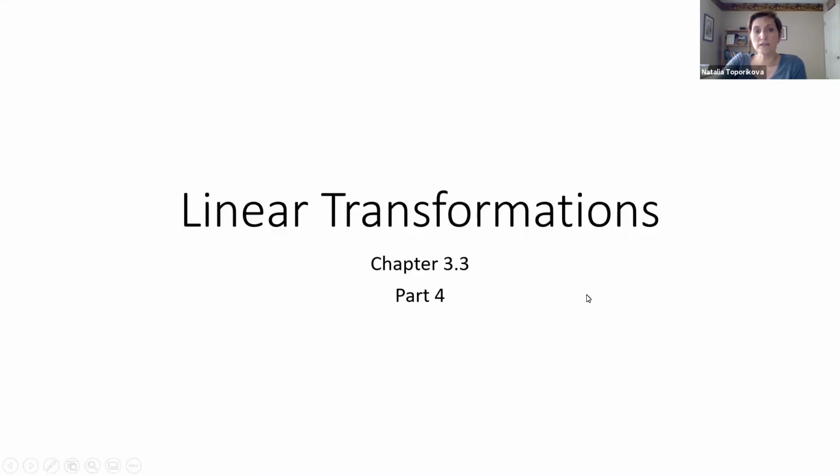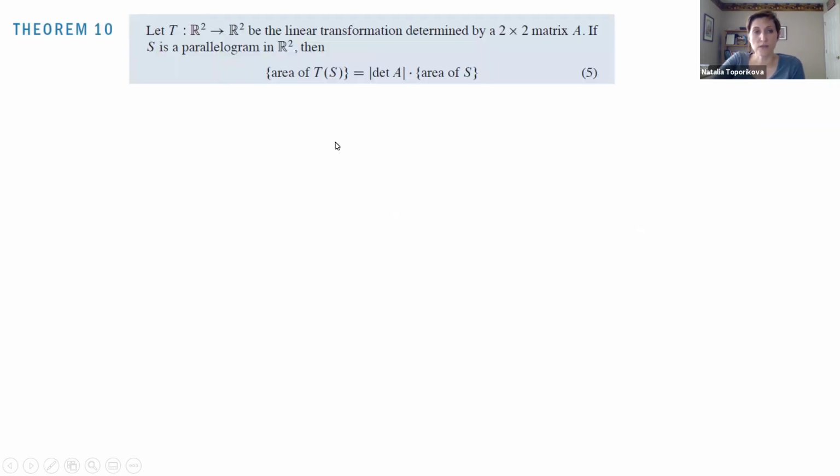This is the final fourth part of chapter 3.3, and we will talk about linear transformations and how we can use them to evaluate areas in 2 and 3 dimensions. Okay, and there is Theorem 10 in the textbook which has a really useful result.